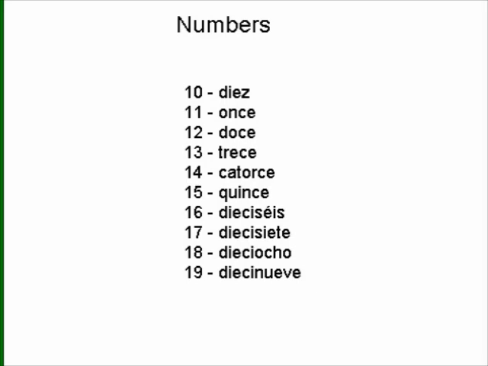What we actually have here is 3 words squished together into one. For 16 through 19, what we're really saying is 10 and 6, 10 and 7, and so forth. So diez y seis, diez y siete, diez y ocho, diez y nueve. Notice that diez y seis has an accent mark on it. None of the rest of these numbers do.